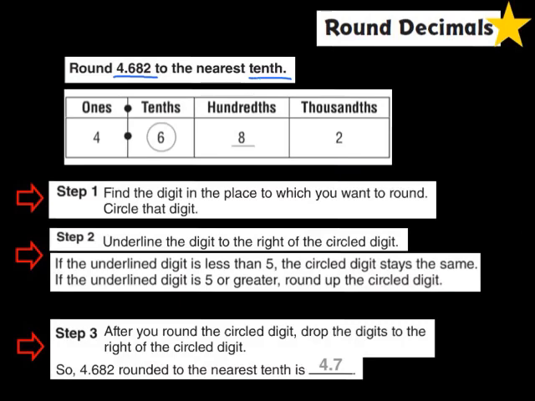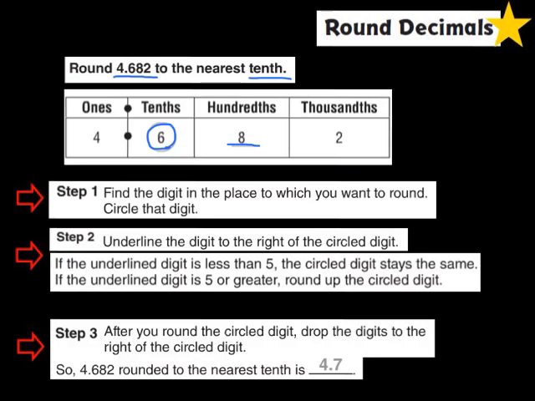So I'm going to start by looking at step number 1, and step number 1 says, find the digit in the place to which you want to round and circle that digit. Well, I know once again that my 6 is in the tenths place, so I know that I'm going to put my circle around that 6. So following step number 1, we've circled the digit in the place that we want to round. Now, step number 2 says, underline the digit to the right of the circled digit. So I know that my 6 is my circled digit, so I'm now going to underline the number that is to the right of my circled digit, and that number is my 8.